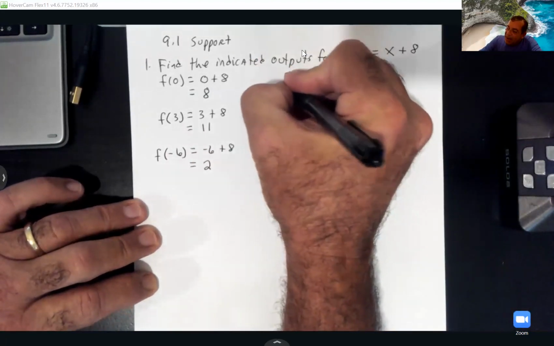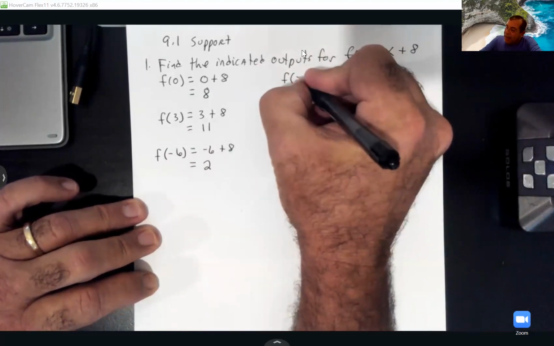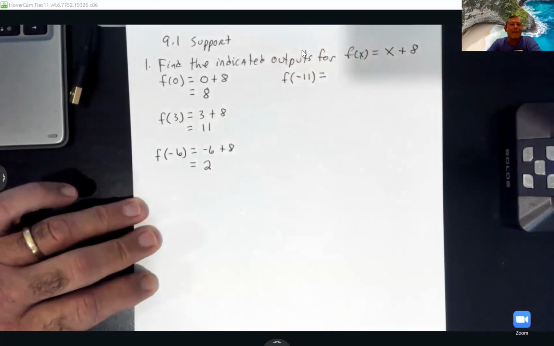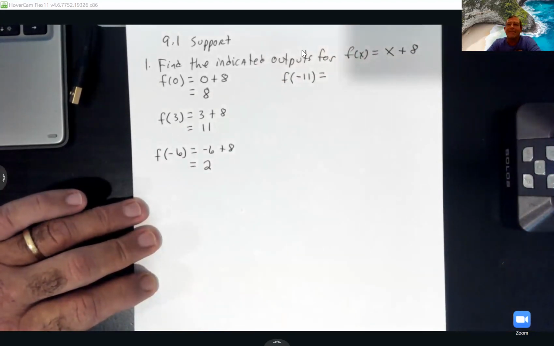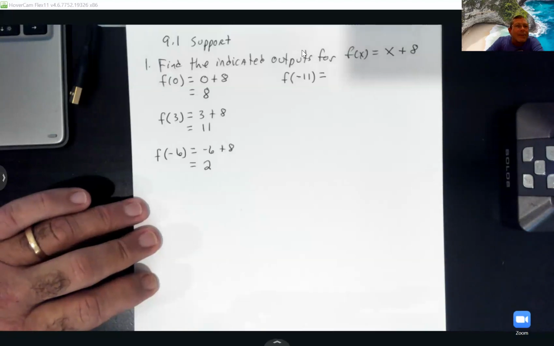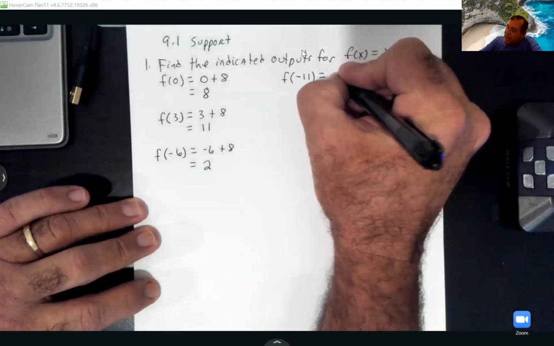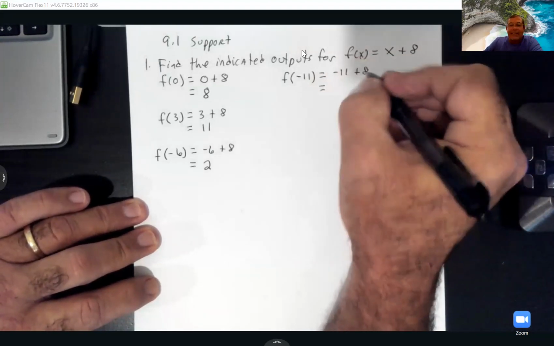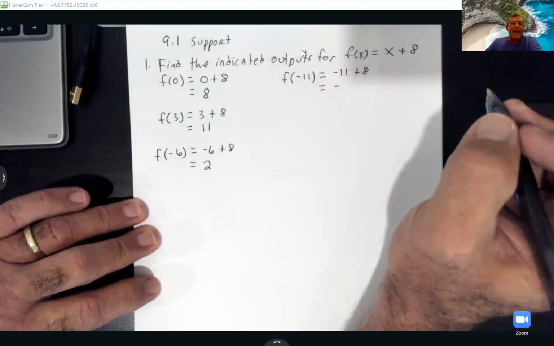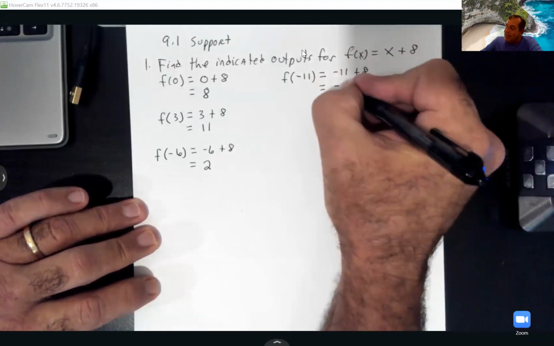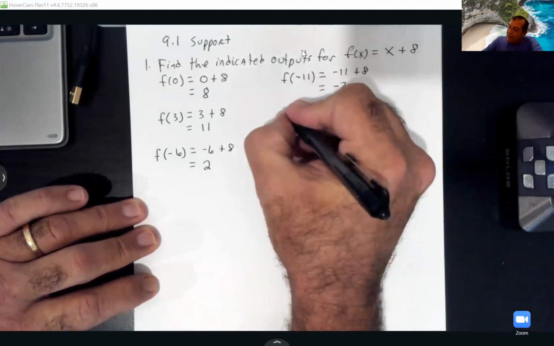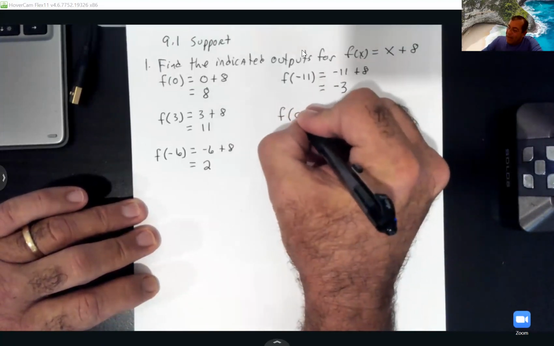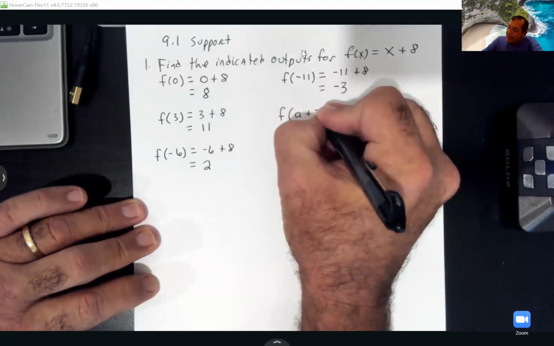Then they said, how about f of negative 11? So what y'all got? Ooh, negative 3. Good job, because negative 11 plus 8. So remember, unlike signs, so larger sign is negative, and then 11 minus 8 gave us the 3. All right, how about this one? F of a plus 7.